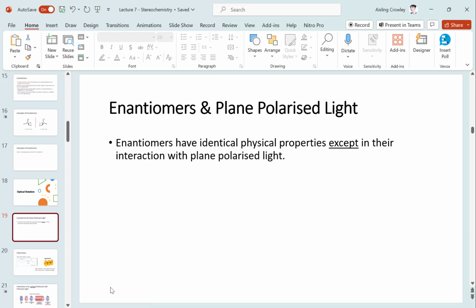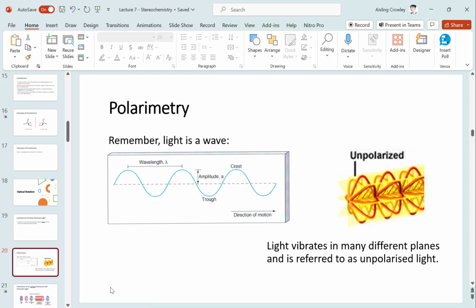What does that mean? So, plane polarized light. When we have light, remember light functions as a wave. It doesn't just go in one neat line, it takes up many planes, so it takes up many axes. And when it's looking like that, it's called unpolarized light. We can take advantage of this, and we can use an instrument called a polarimeter, which we will be using in the lab.